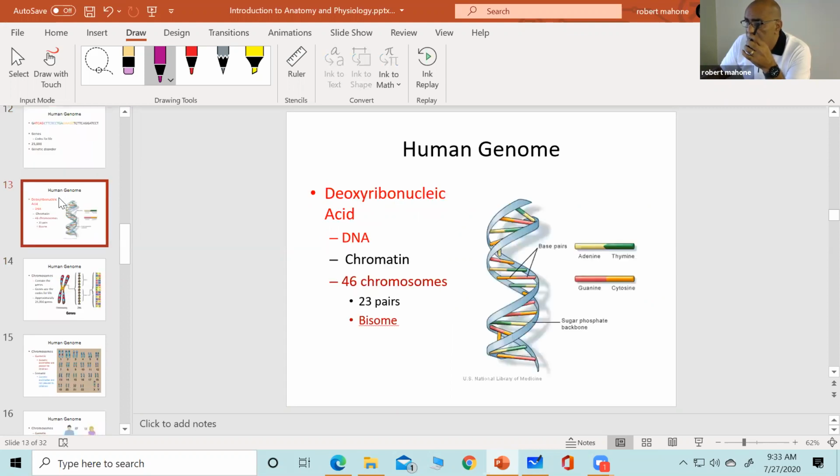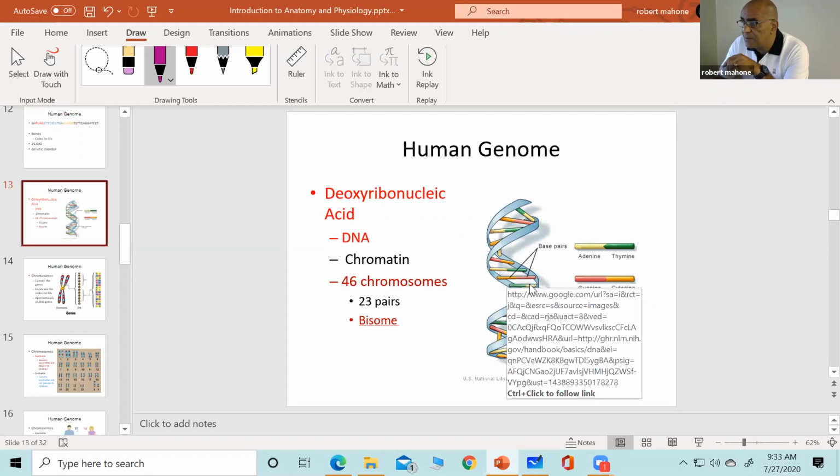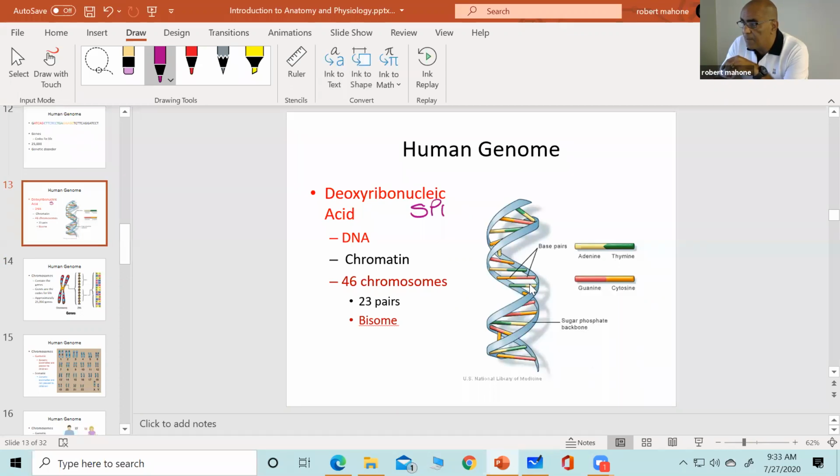The human genome, know that DNA, be able to spell that. Know that humans have 46 chromosomes. And we are diploid. What that means, we have 2 of every chromosome. A sample test question there would be, because humans have 2 of every chromosome, we are known as being diploid.